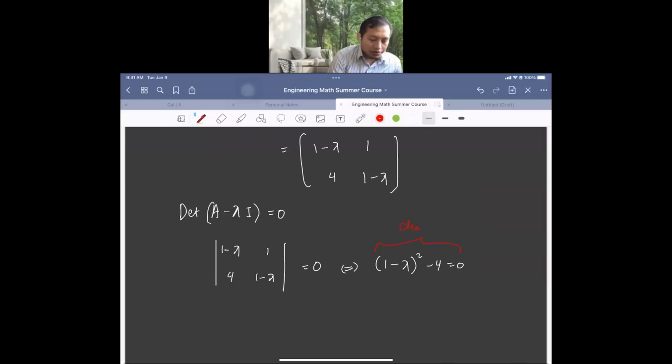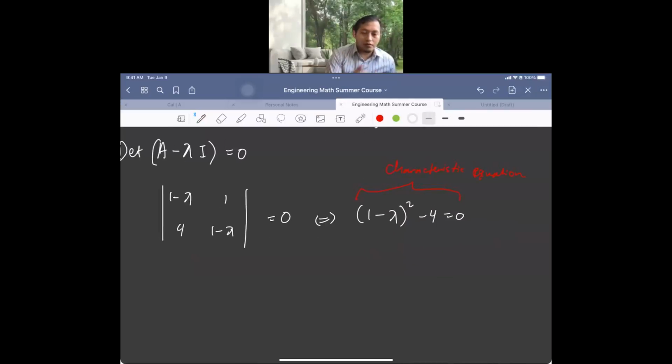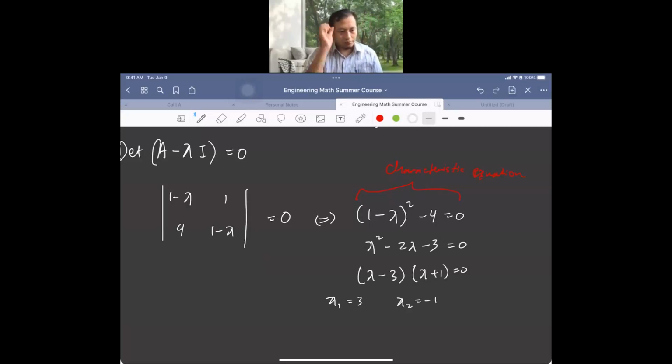Now this is what we call the characteristic equation, like we defined on the previous page. And we simply solve polynomials and find roots. That's basically what we are going to do more and more later on. So we are going to have lambda squared minus 2 lambda plus 1 minus 4, so minus 3, equals 0. Now we have lambda minus 3 and lambda plus 1. So we can say lambda 1 is 3, lambda 2 is negative 1.